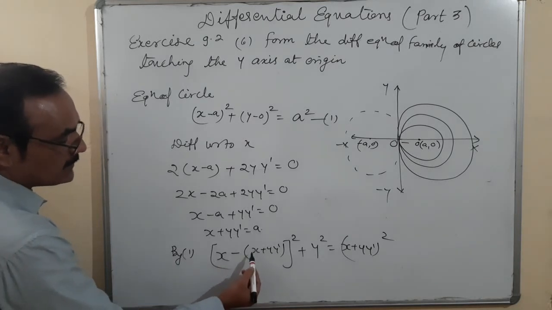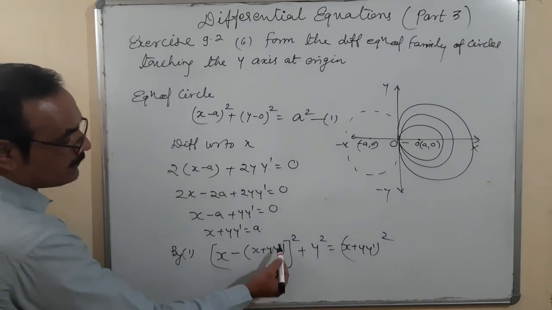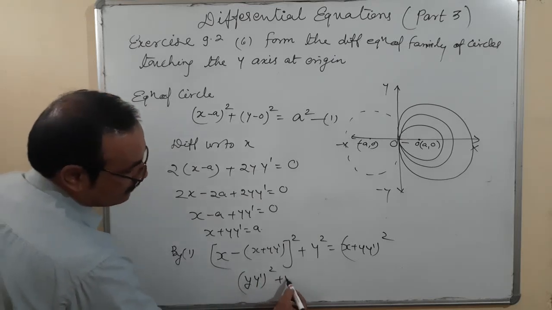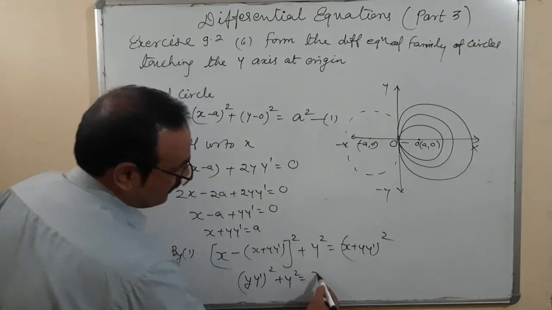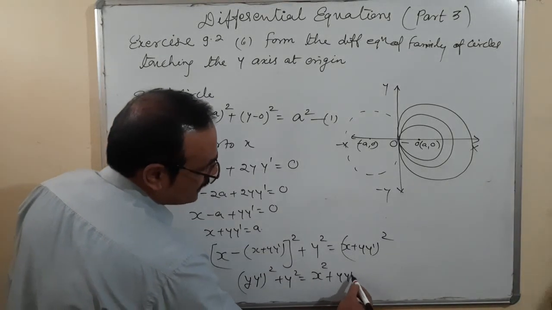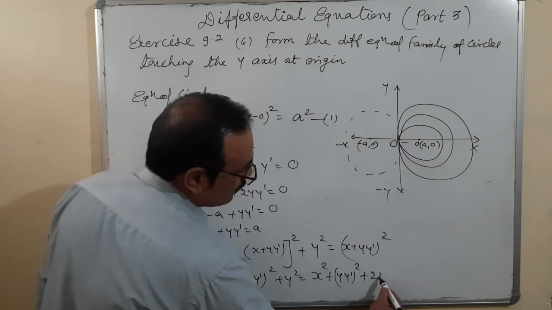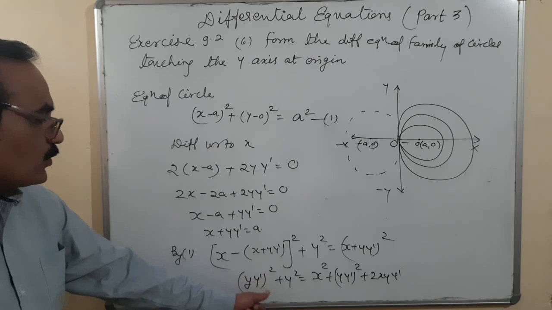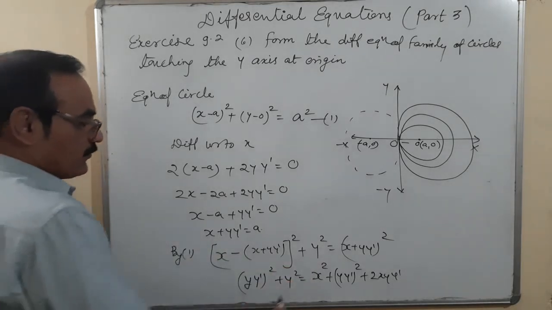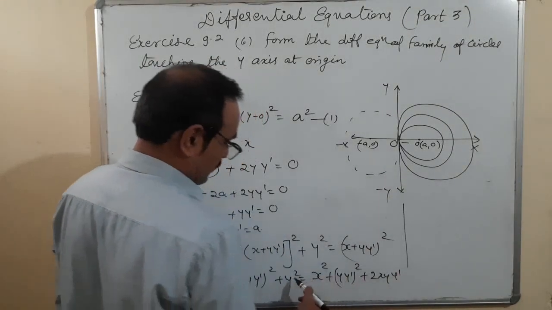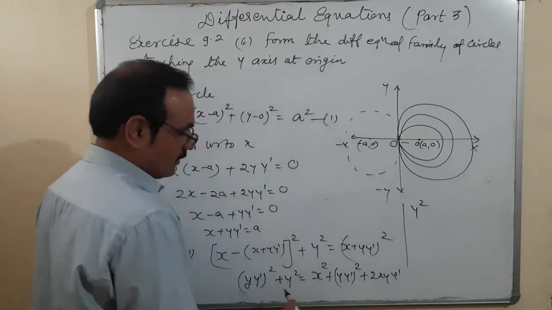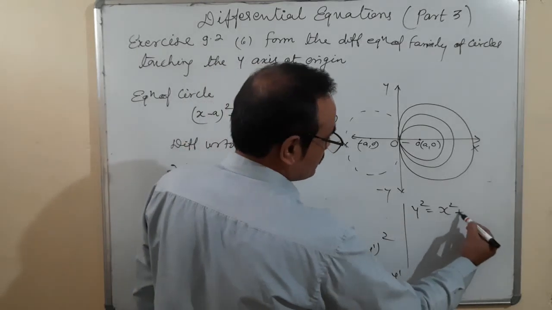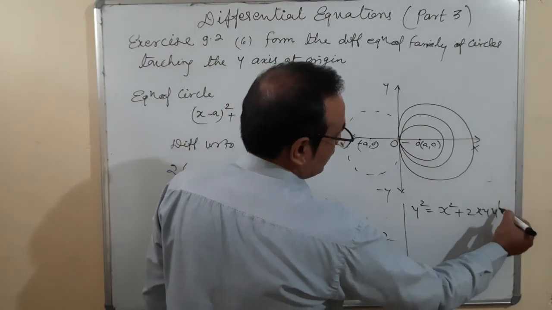X minus x, it is cancelled, x cancelled, minus y dash whole square. So it is y dash whole square plus y square is equal to x square plus y dash whole square plus 2xy dash. Okay. Now here what happens? Y dash whole square, y dash whole square cancel. Finally it is coming here, y square is equal to x square plus 2xy dash.